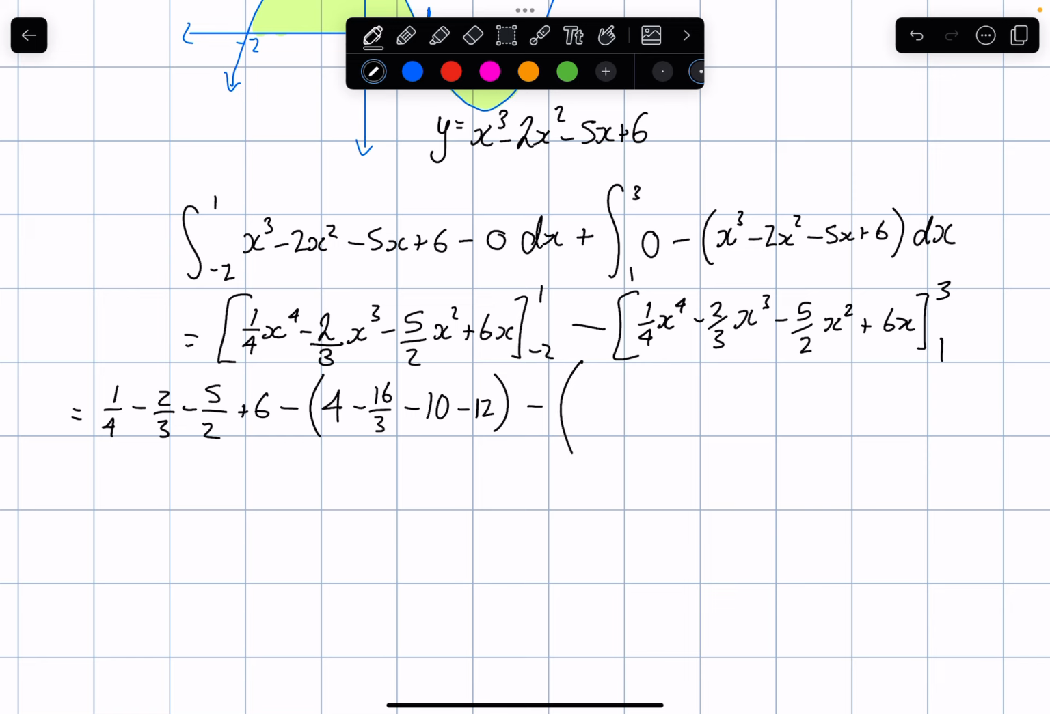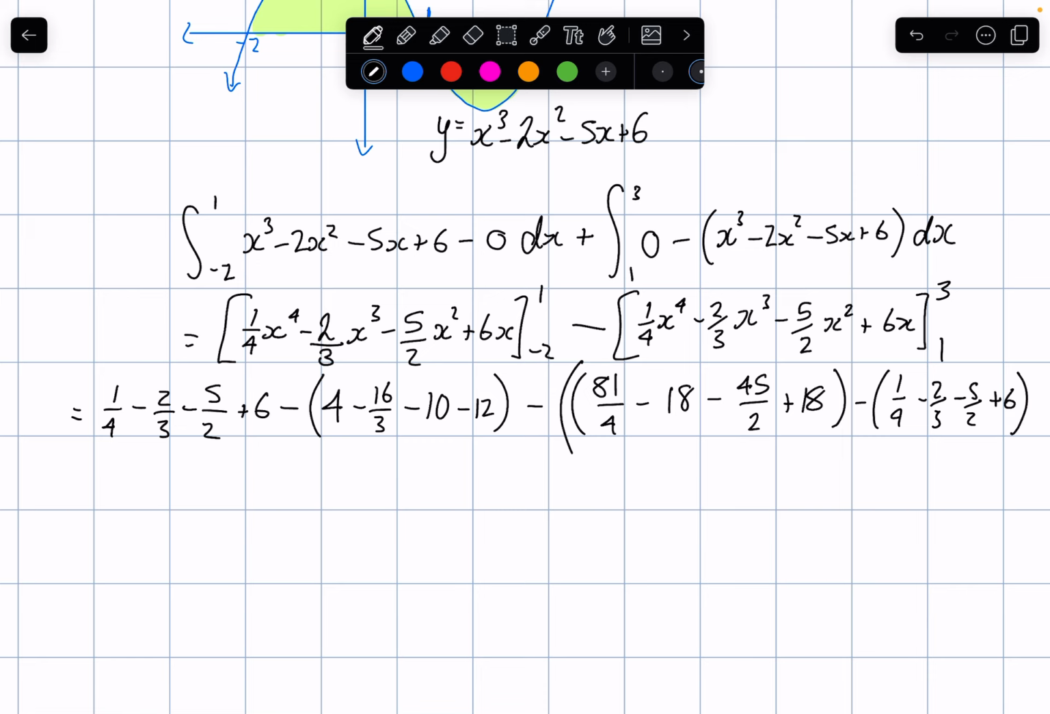Then I've got minus, big bracket. I'm going to put 3 into this equation here. So 3 to the power of 4 is 81. And then 81 divided by 4 doesn't give me anything nice, so I'm going to leave it as 81 over 4. Minus 2 times 27, 54 on 3, which gives me 18. Minus 5 times 9 on 2, that gives me nothing nice, so 45 on 2, yep, on 2, because of my 2 here. Plus 18 there for the 6 times 3. So that's a little bracket there, minus, and then we put 1 in there as well, which is a quarter, minus 2/3, and then we've got plus, minus 5 on 2, and plus 6, big bracket.